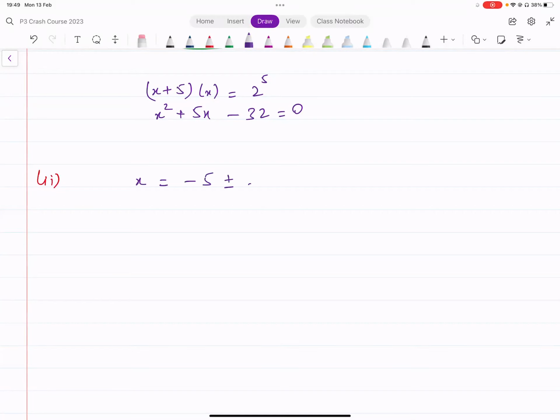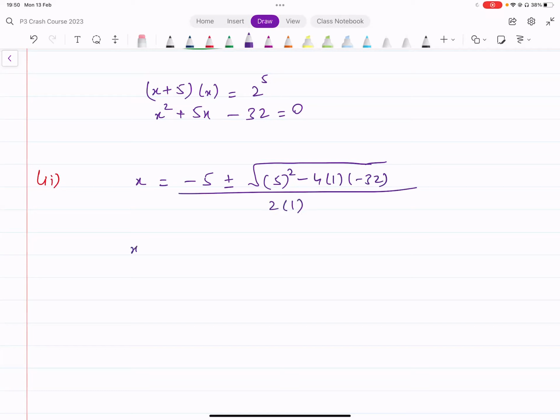Minus 5 plus minus square root of 5 squared minus 4 into 1 into minus 32. Just input values in the quadratic formula, and then you can write down the answers. Okay, see what you get from this, the values of x from this quadratic formula. Okay, so one is 3.68 and another is x equals minus 8.68. These are the two values that we get from this.